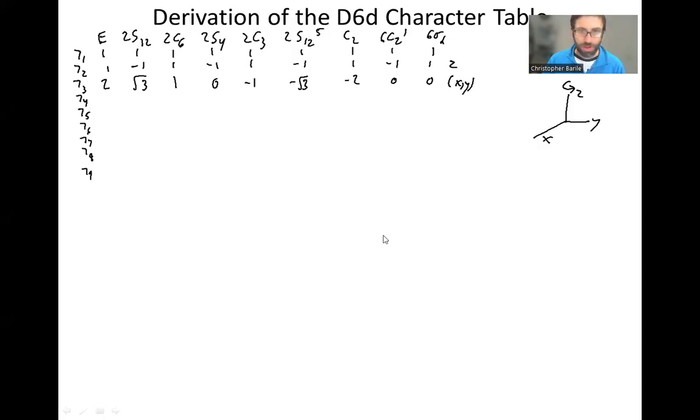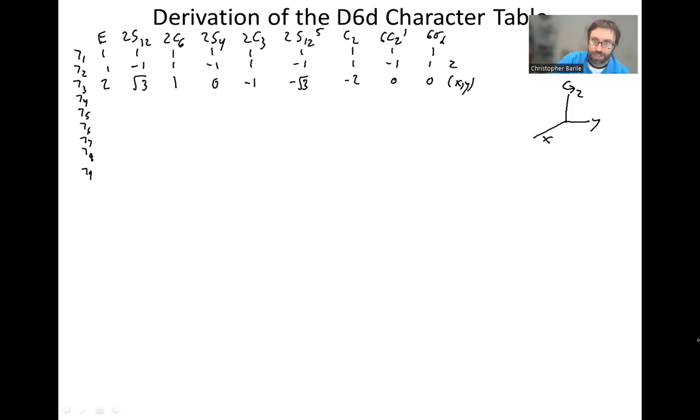Okay, so this is part 3 of our derivation of the D6d character table. We got through gamma 1 and gamma 3. We knew gamma 1 was ones across the board always. Gamma 2 was derived using the z vector. Gamma 3 was derived using the x vector, and we found that x and y transform together as this function.